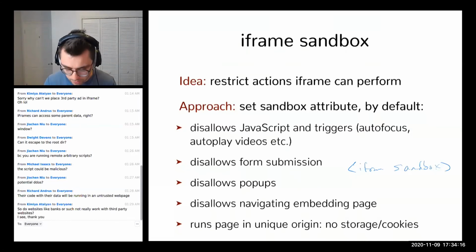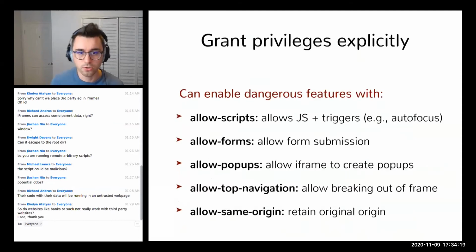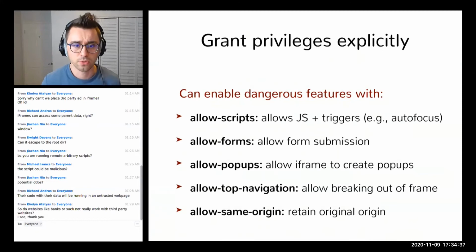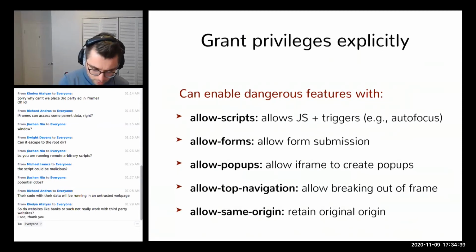So this is pretty awesome. We're going to look at how to use this. And oftentimes, these things are a little too restricting, and for real web apps, we're going to need to make it slightly more flexible. The way we do this is we have a list of attributes that we can attach to the iframe sandbox. So for example, when we create an iframe sandbox, if we say allow, we can pass allow-scripts.